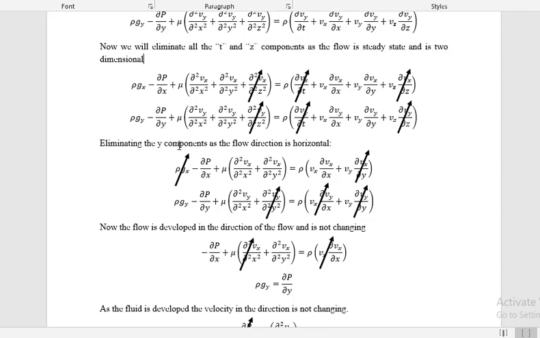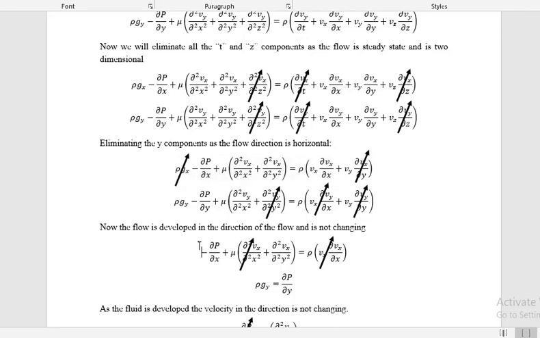Now we will eliminate the y component as the flow direction is horizontal, because our plate is oriented in the horizontal direction, so the component g_x will also equal 0. And the velocity component v_x is not changing with respect to y, meaning the velocity v_x, which is along the horizontal, is not varying along the y direction. Similarly, in the y component we have the same principle.